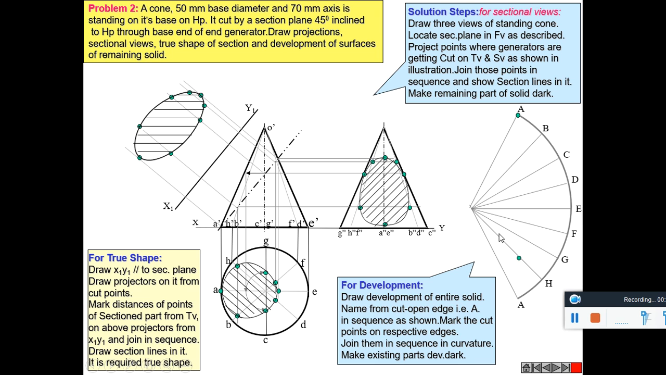From this point to each line A, B, C, D, E, F, G, we can mark the points on the lines. And using a smooth curve, join all these points. We get the development of the sectioned portion.